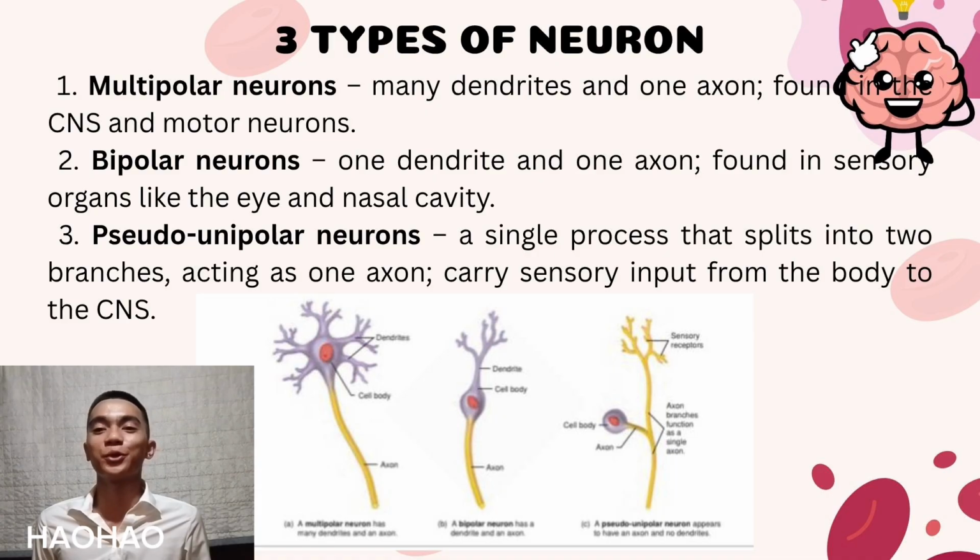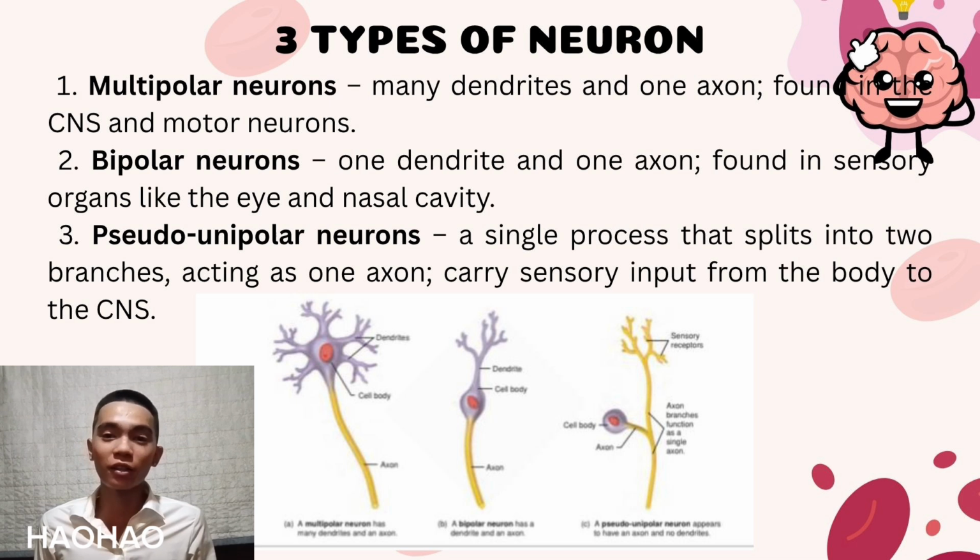So there are three types of neurons in the nervous system. First one is multipolar neurons. They have many dendrites and one axon, found in the CNS and motor neurons. Second one is bipolar neurons, with one dendrite and one axon, found in sensory organs like the eye and nasal cavity. The last one is pseudo-unipolar neurons. It is a single process that splits into two branches, acting as one axon, and carries sensory input from the body to the CNS. The first part of the picture is the multipolar neuron.